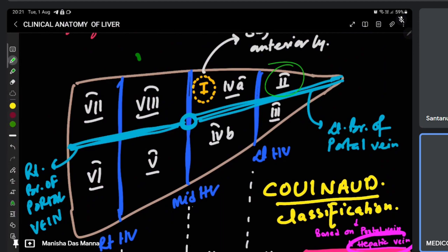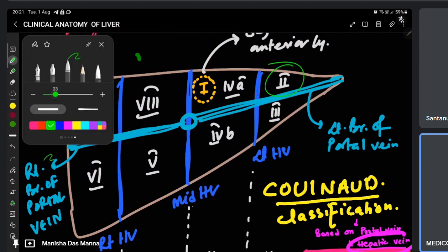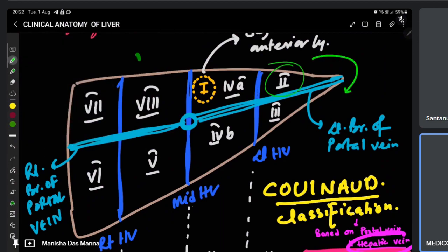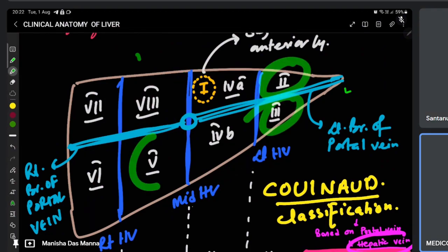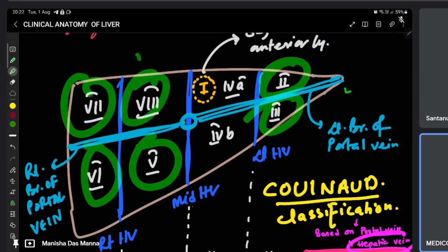Start the numbering from two, and move anti-clockwise. You can appreciate everything here. Two, then three, then four. This whole segment is four. Okay. Next five, six, seven, eight, and further 4A and 4B. This 4 is divided into 4A and 4B. There are total 8 segments.